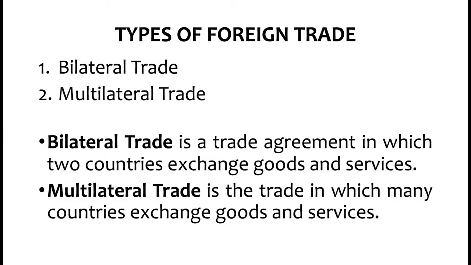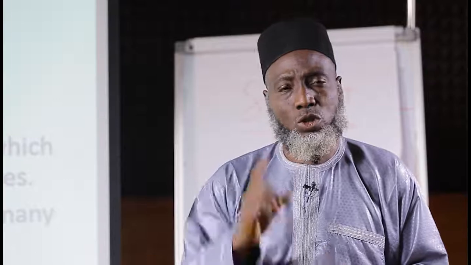While the other one, which is multilateral, is where a country is involved in buying and selling of goods and services with other countries, not just one, different countries. For example, Nigeria engaging in buying and selling with Ghana, Cameroon, Cote d'Ivoire, China, and so on and so forth. We have what is known as multilateral trade.